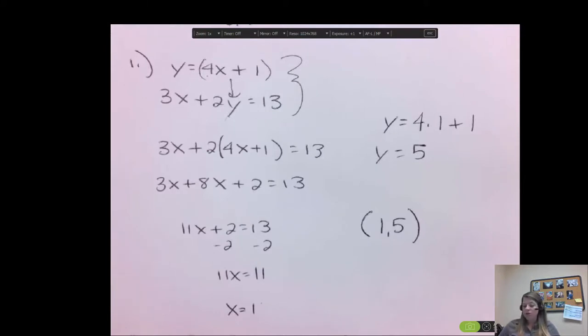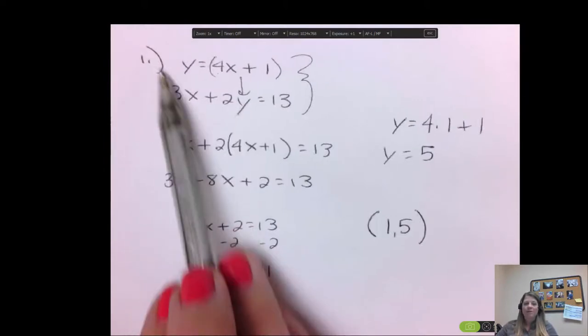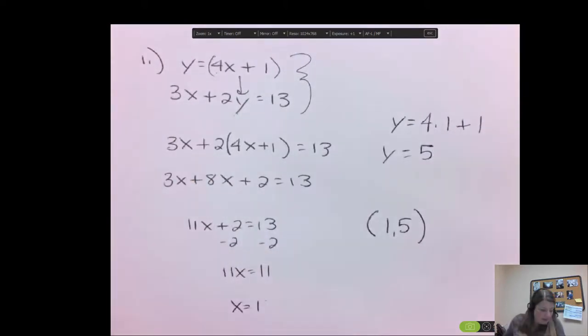Now could you graph them? Sure. The problem with graphing calculators is it has to be in the form y equals for both, so then it becomes hard on a calculator to check your answer as well. Okay, so then let's look at another one by substitution.